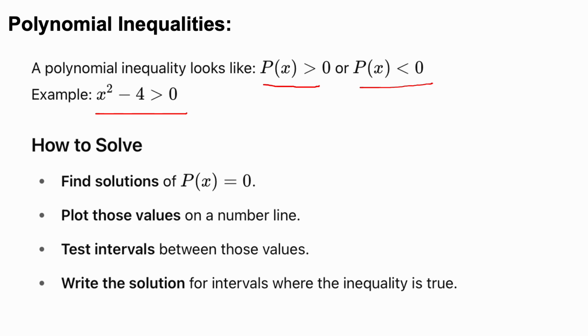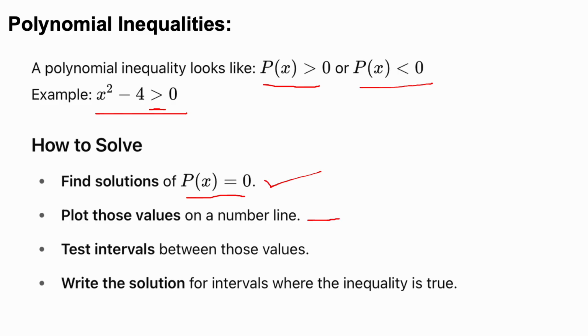The first step is to find the solution of the equation p(x) equal to 0. Even though you have greater than or less than 0, the first thing we do is find the solutions for the polynomial, which is p(x) equal to 0. After you have found the solution for this polynomial, you plot these values on a number line.